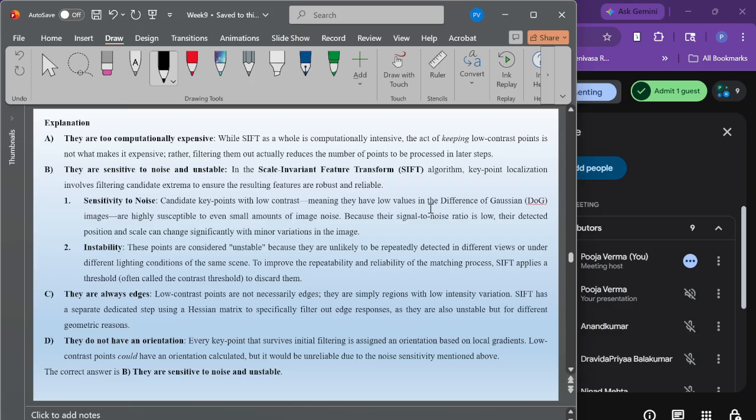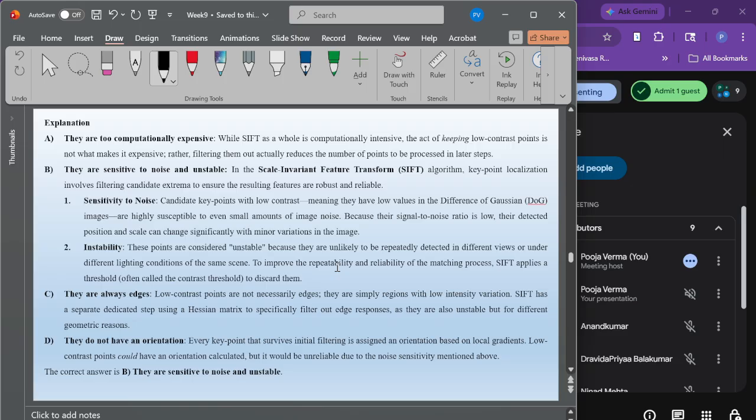So a candidate key point with low contrast means it has a low value in the difference of Gaussian images, and it is highly susceptible to even a small amount of noise. Because their signal to noise ratio is low, their detected positions and scales can change significantly with minor variation in the image. And instability means these points are unlikely to be repeatably detected in different views under different lighting conditions in the same scene.